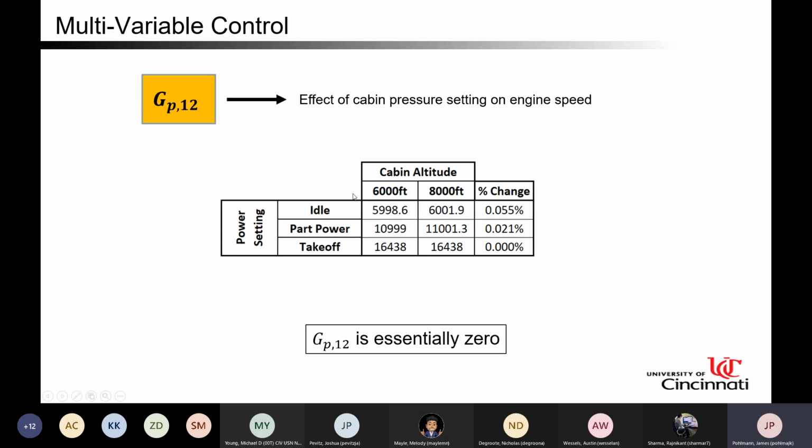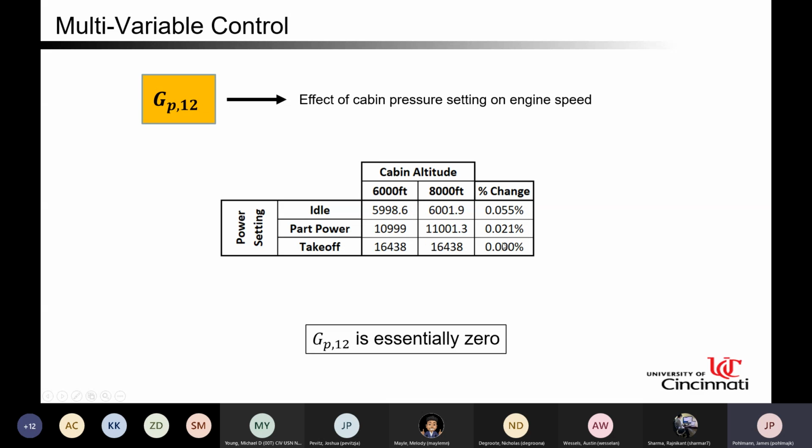To gauge the effect of cabin pressure setting on engine speed, I set the fuel flow at 3 different settings. I turned off the engine control system itself, and then set the cabin altitude to the lower limit, which was 6,000 feet, and the upper limit. Last one. Okay, all right. Long story short, GP12 is negligible.